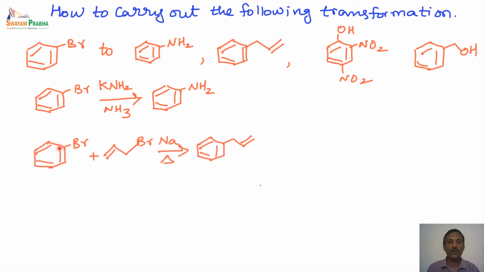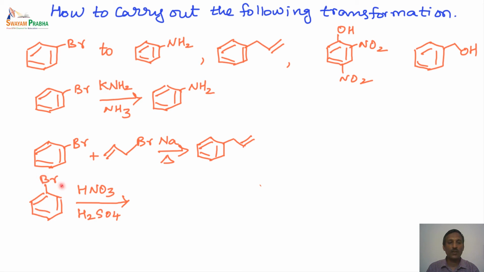And the next one is bromobenzene can be treated with allyl bromide to give the corresponding allyl derivative. For this reaction also we have to use a very strong reducing agent, that is the sodium metal. This is very similar to the Wurtz coupling reaction, where the bromo and the bromo can be coupled with the help of the metal sodium.